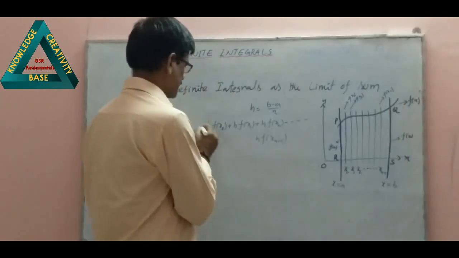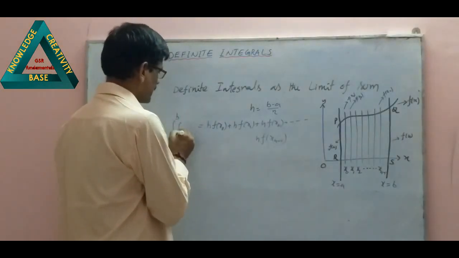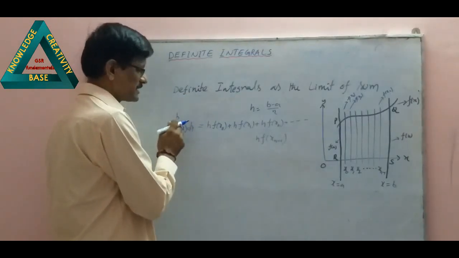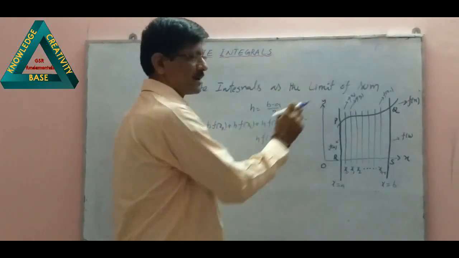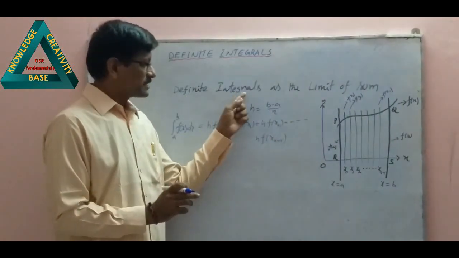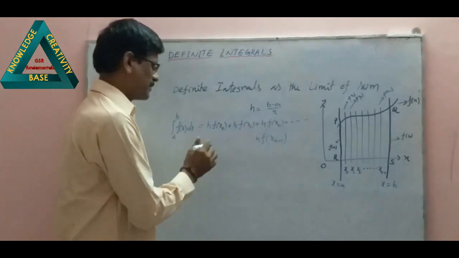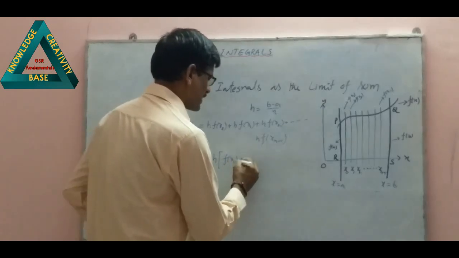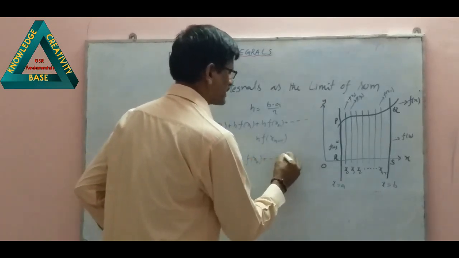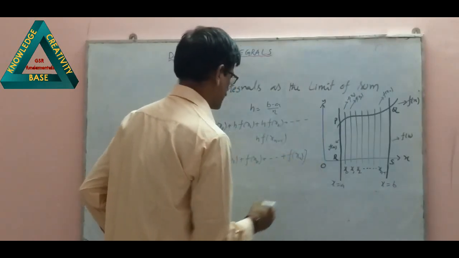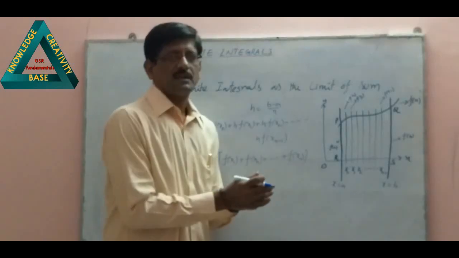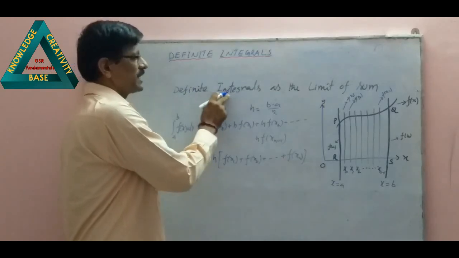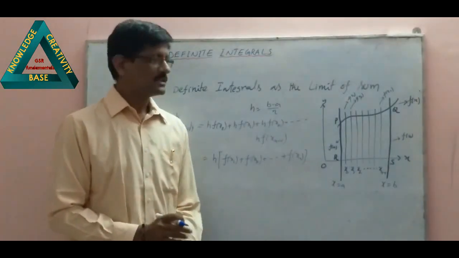So this represents the integral from a to b of f of x dx. So the definite integral is represented as the limit of a sum. Here h is common, so it equals h into f of x1 plus f of x2 plus, going on like this, f of xn. The sum of the regions is equal to the definite integral. That is the meaning of definite integrals as the limit of sum. That is the actual meaning.